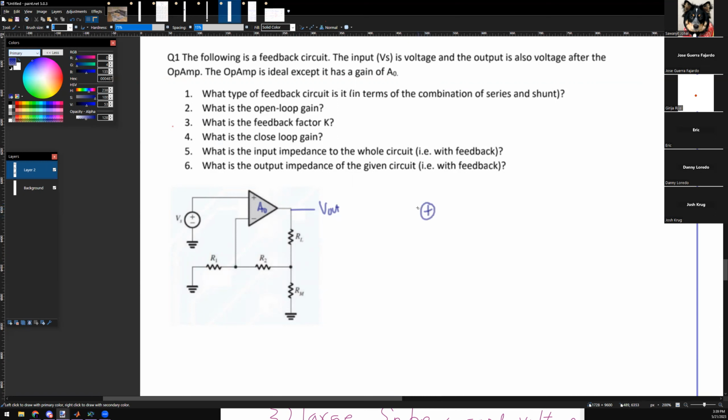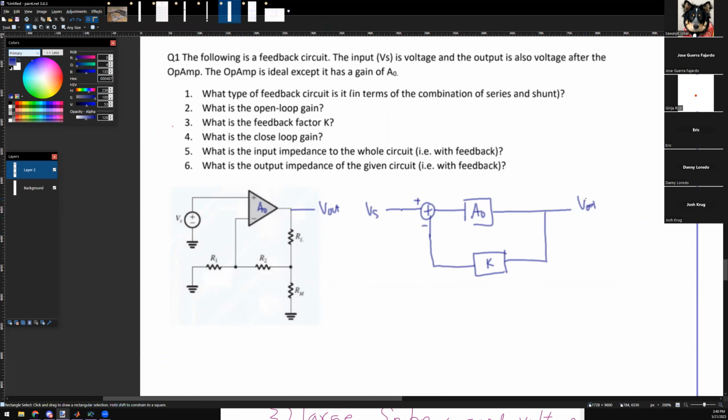Okay, so this decomposes to this circuit. This is the differential input. An op amp can be modeled by this. Hope you guys know that, right? This is the op amp. The VS attaches here, and then you have V out. Then you have some massive network K that feeds back to here. Yes? Okay, that's fine. This is just a bunch of voltage dividers.